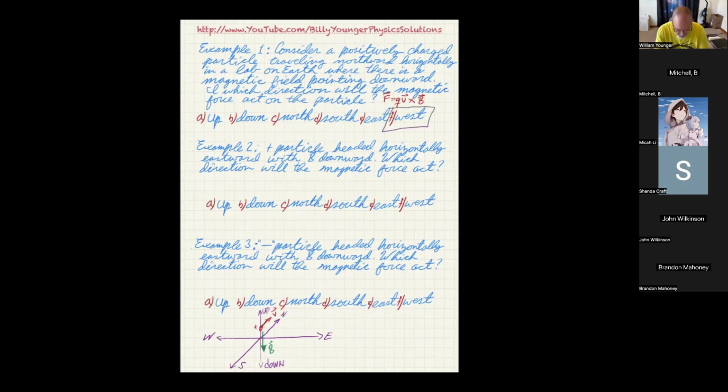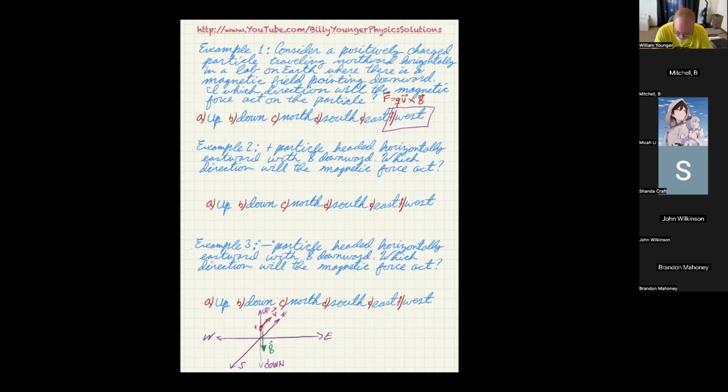Okay. Let's try another one that says a positive particle headed horizontally eastward and downward. So actually I can take, well, I don't want to undo that. I'll just leave the diagram. I've got that diagram set up for obviously example 1, but you can sort of figure it out for example 2, make your own diagram or whatever. I'm going to do it right here.